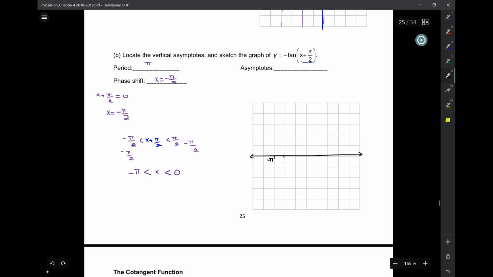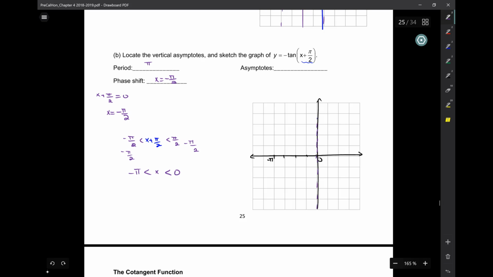So now, negative pi, 1, 2, 3, 4, 0. How much is the distance from beginning to end? From negative pi to 0, how much is it? It's pi. Is that what we got for the period? No, I'm saying the total distance. Oh, total. Right. So first off, this is where the y-axis is, and there is an asymptote there.